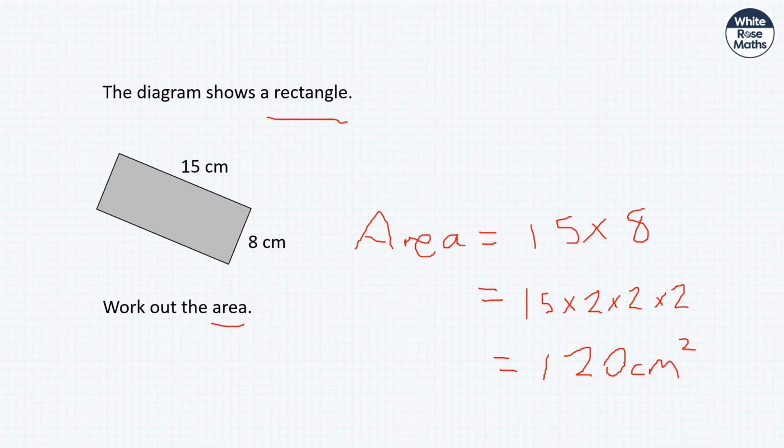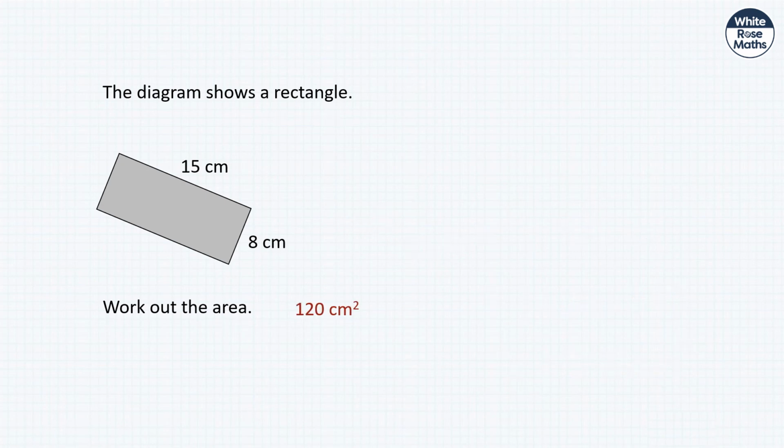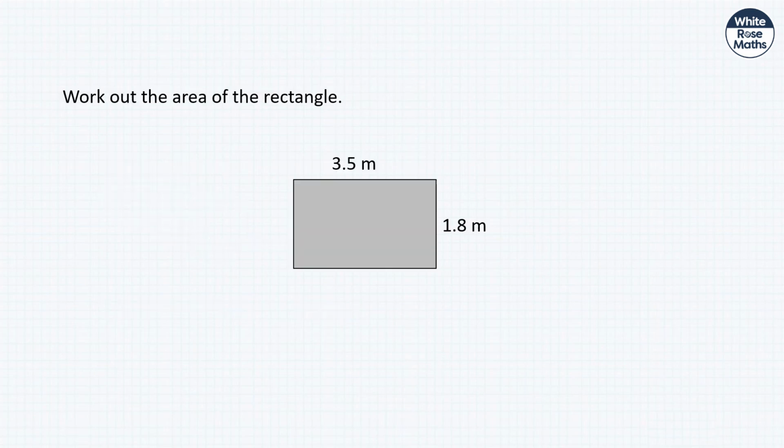So the formula to work out the area of a rectangle is length times width guys. Answer for that one, there we go, the White Rose Maths answer. Question number 2, work out the area of this rectangle. 3.5 metres by 1.8. So again, it'll be 3.5 times 1.8.